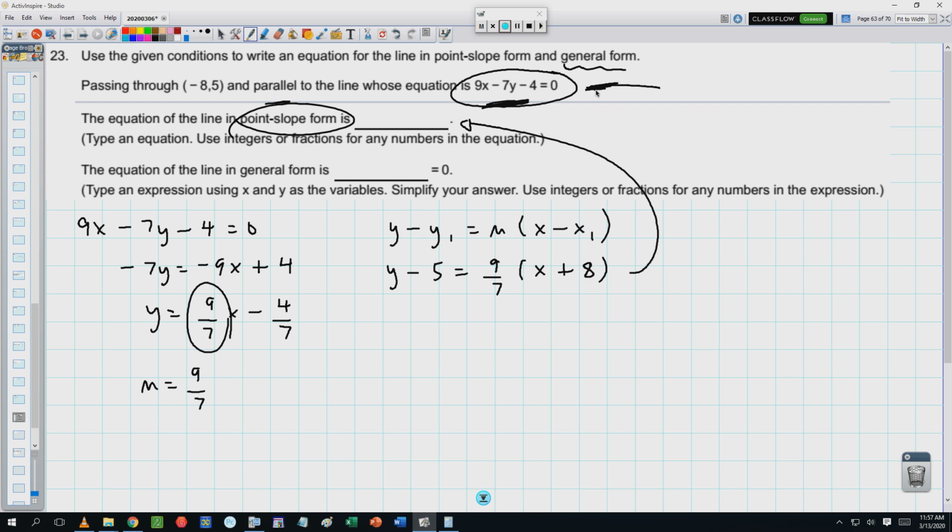So I am going to go through and multiply everything by 7. 7y minus 35 is equal to 9x plus 8. I didn't multiply the parentheses with an 8. This is considered one term. And you only get 1 7, so I canceled out the 7. I'm going to distribute the 9.